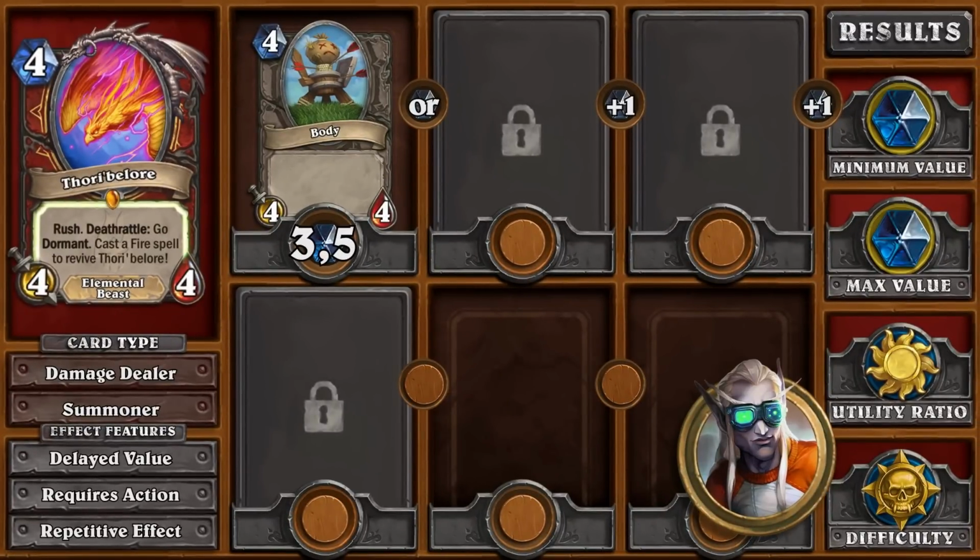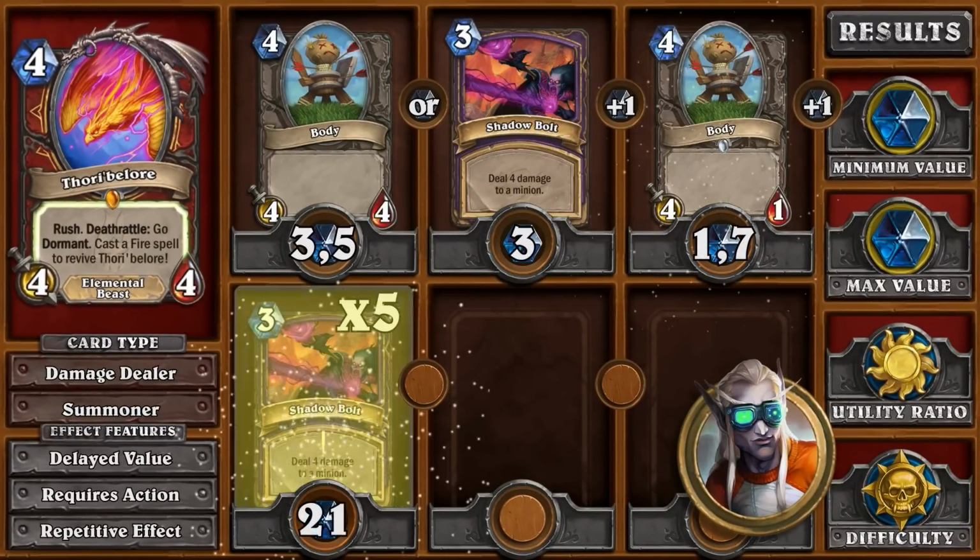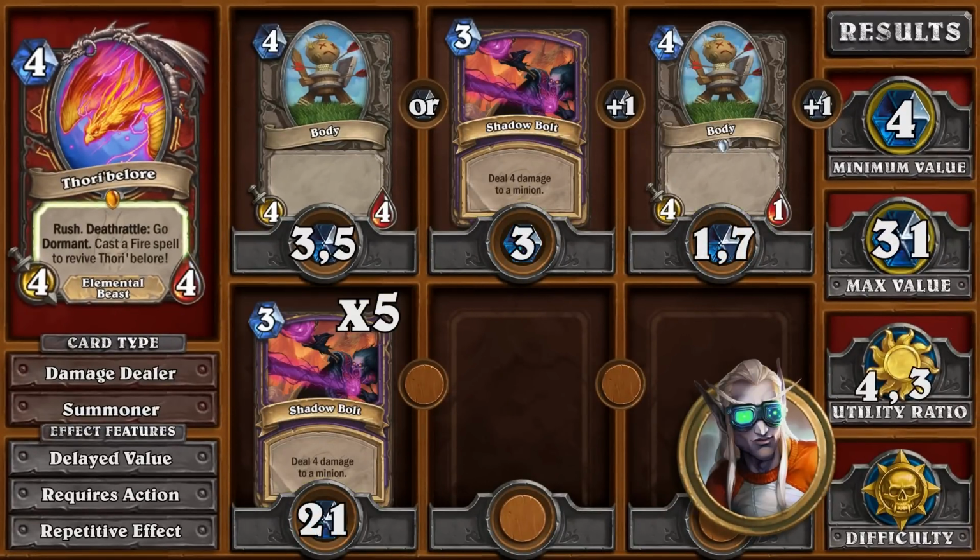Thorobalar has received an infinite resurrection. After casting each subsequent fire spell, you have the opportunity to receive an additional benefit in the form of the resurrection of Thorobalar. Your maximum value will depend on the number of resurrections throughout the game. In these calculations, we assume the resurrection of the minion 5 times.